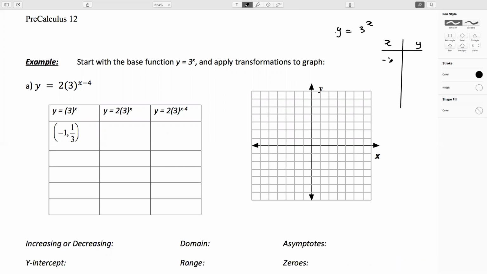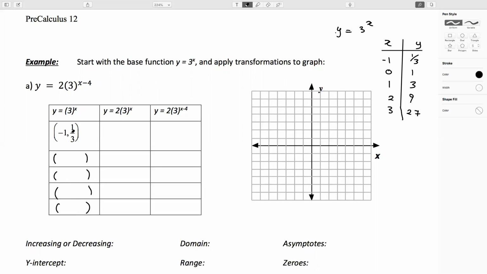X is -1, y is 1/3. When x is 0, y is 1. When x is 1, y is 3. And when x is 2, y is 9. I guess we should have another one. We'll go 3 and 27. Okay, so we're going to transfer this information over to this table. It's going to seem kind of weird, but what we're doing is writing the x, y coordinates for every point rather than a separate table of values for each transformation.